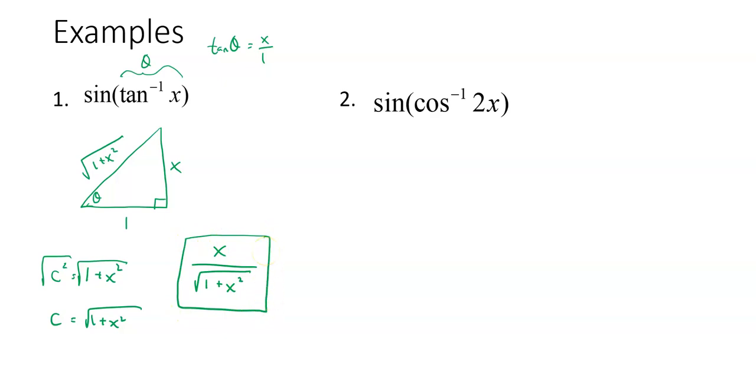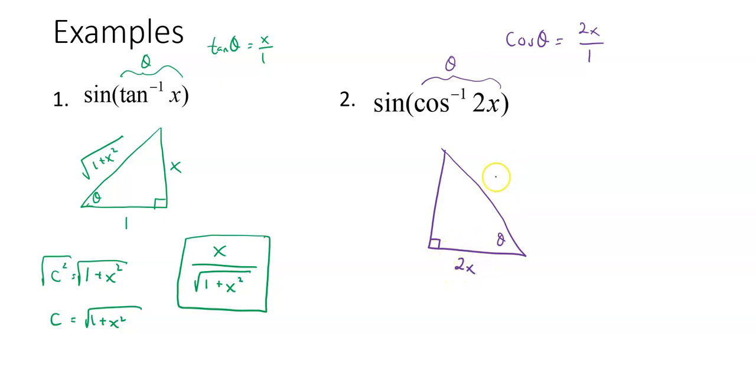All right, let's try this last one. The sine of the inverse cosine of 2x. Well, it's different having a 2x than an x, but it's probably not terribly shocking. Again, this thing over here is your theta. Another way of saying it is that the cosine of that angle is 2x over 1. Cosine is adjacent over hypotenuse. So that's the adjacent leg. That's the hypotenuse. We want to find this third side here.